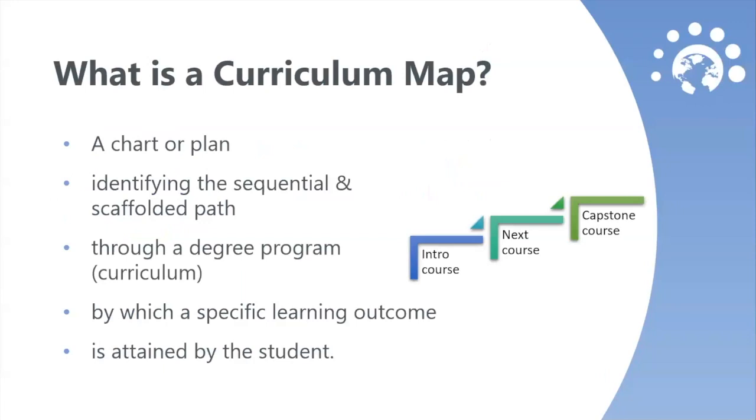What is a curriculum map? A curriculum map is simply a chart that identifies the path through a degree program by which a student will attain a specific learning outcome.